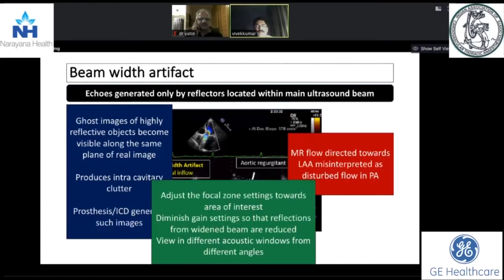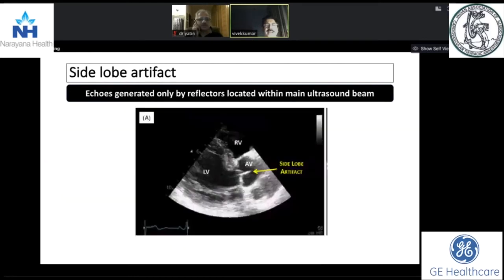And it is very simple here. Just set the machine properly. Adjust the focal point or the focal zone towards an area of interest. Diminish gain so that reflections from the side area, the widened beam, are reduced. And of course, view in different acoustic windows from different angles.